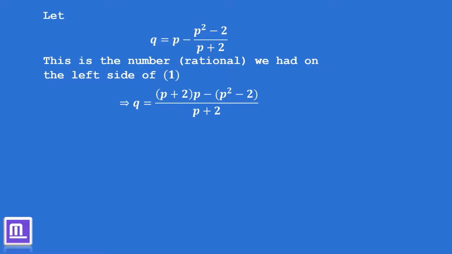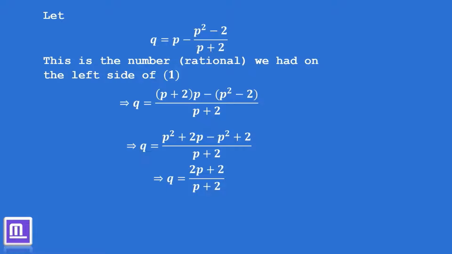This implies q is equal to p plus 2 into p minus p square minus 2 divided by p plus 2, and continuing this gives you this equation, and then finally it is simplified to 2p plus 2 divided by p plus 2. You can see this in Rudin's book also. This same equation is there. The final result we got now is q equals 2p plus 2 divided by p plus 2. You can observe this equation there.